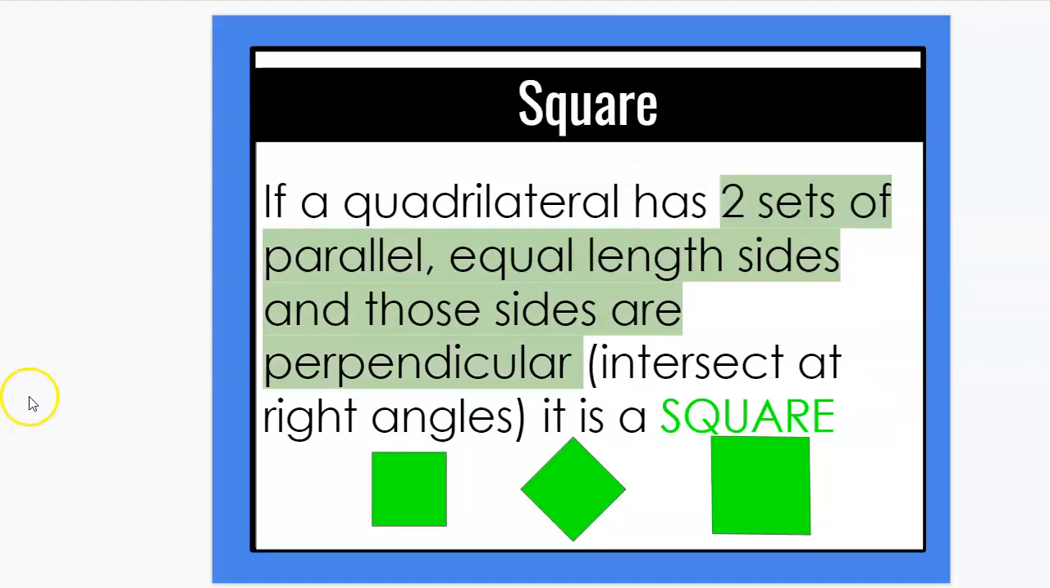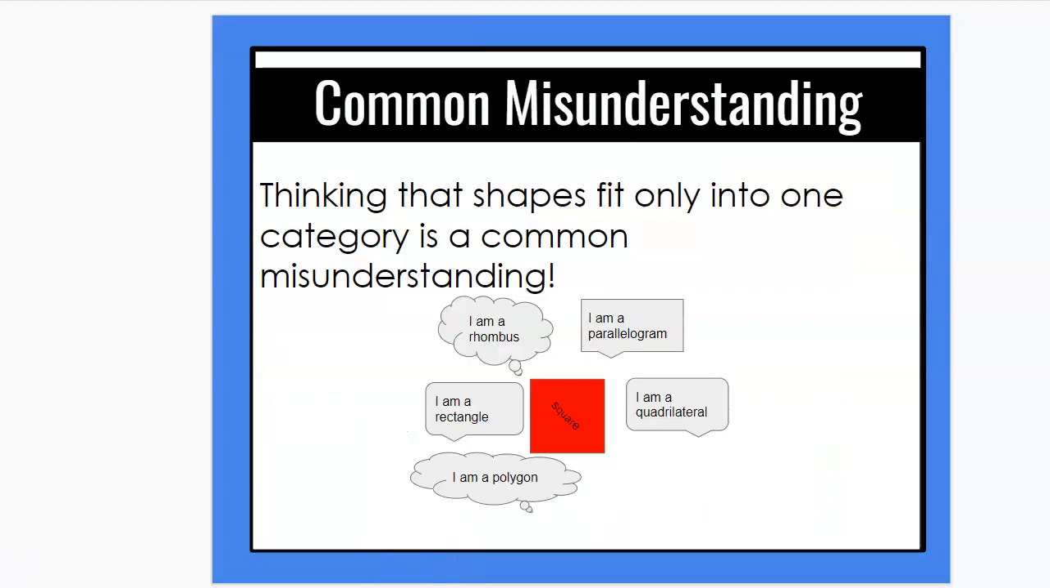And then the last category of quadrilaterals are the squares. If a quadrilateral has two sets of parallel lines, equal length sides, and the sides are perpendicular, it is a square. So the most restrictive category is the square, because it has so many requirements that you have to meet to be in that category. Now, it's a common misunderstanding to think that shapes will only fit into one category.